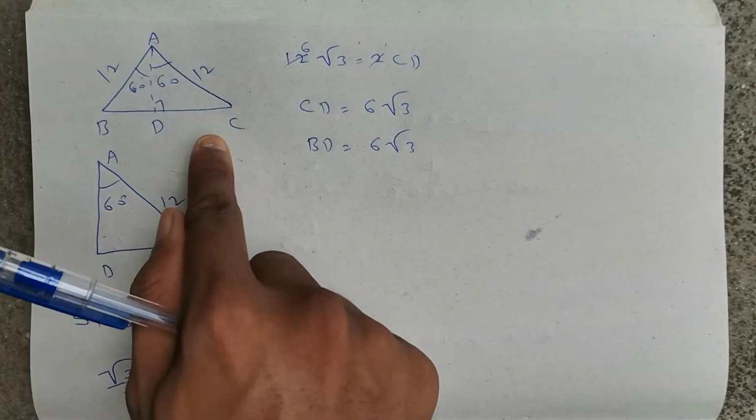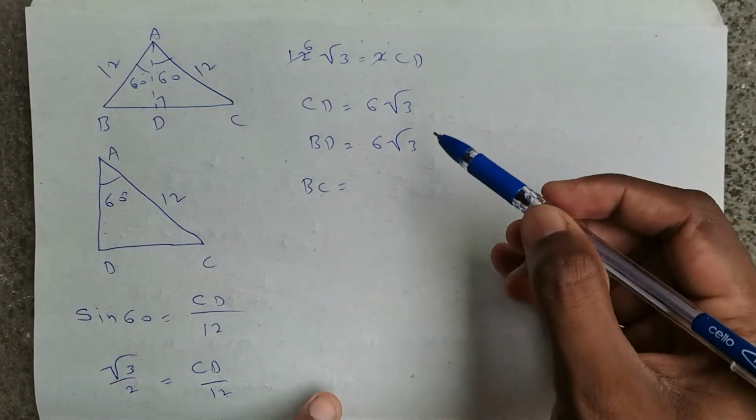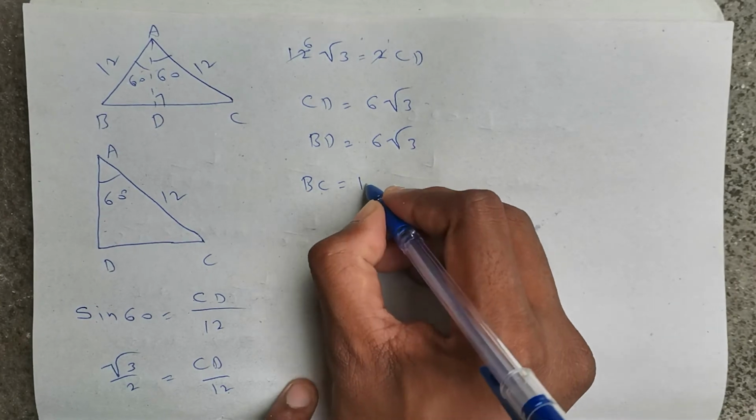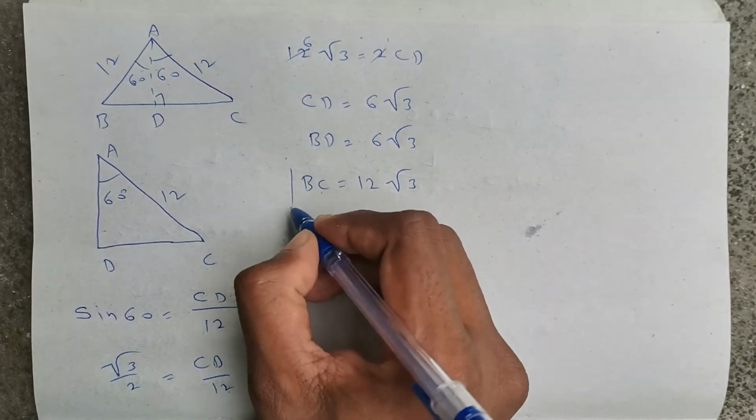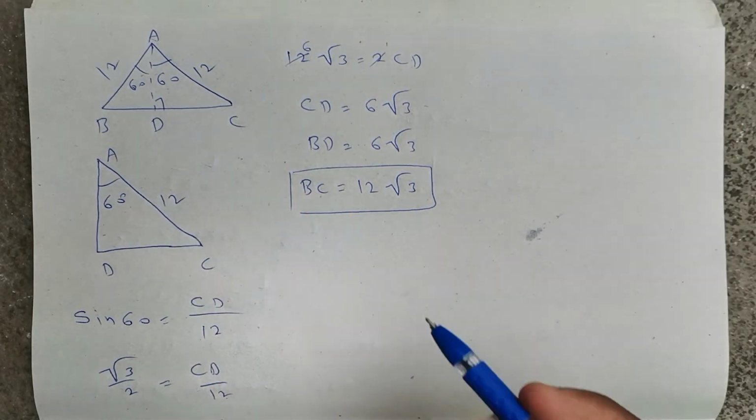BD plus CD is nothing but the total side BC. So BC is equal to 6 root 3 plus 6 root 3, which is 12 root 3. This is nothing but the base. Next, let us find this AD value.